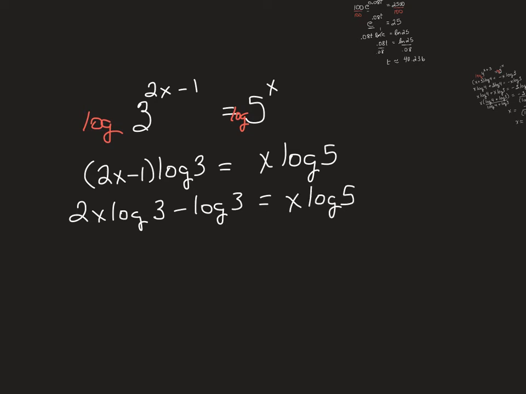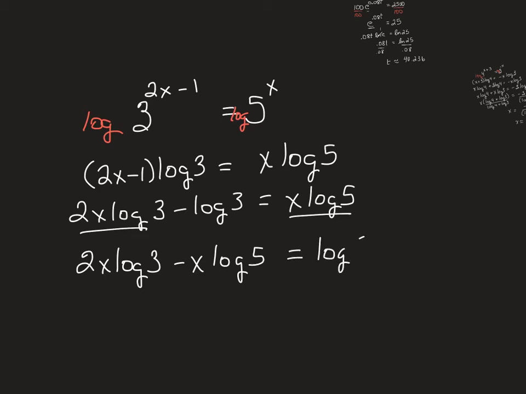Now we'll group the terms with x's together. So 2x log of 3 minus x log of 5. And then add log of 3 to both sides. Notice I cannot combine 2x log of 3 and x log of 5 because I have different numbers here. Those are not the same. If they were the same, then we could combine them. But what I can do is factor out an x. And we'll have twice the log of 3 minus the log of 5 equals the log of 3.